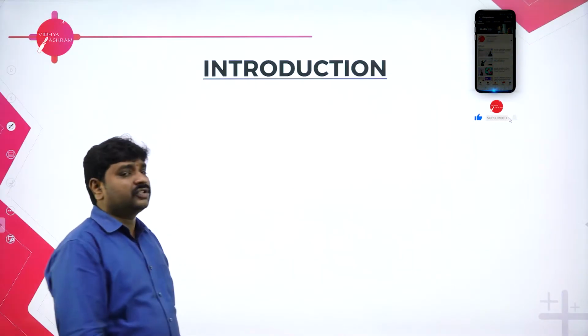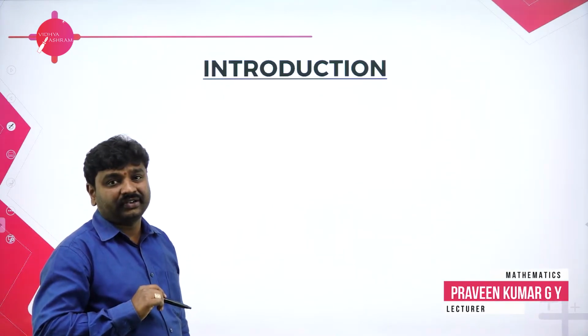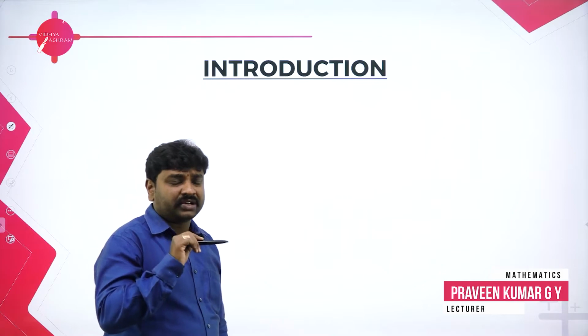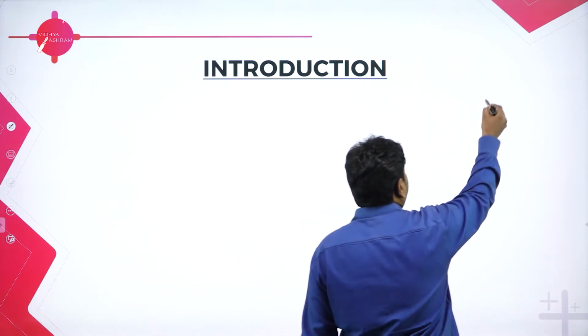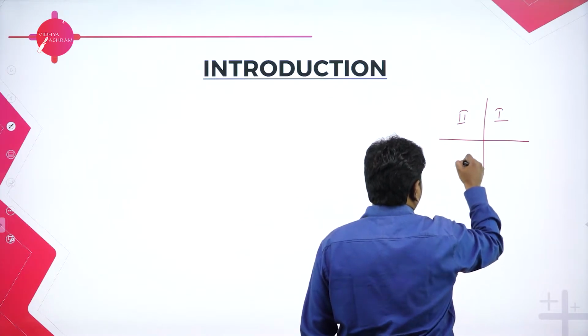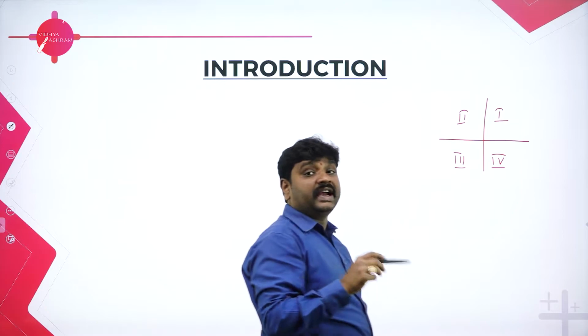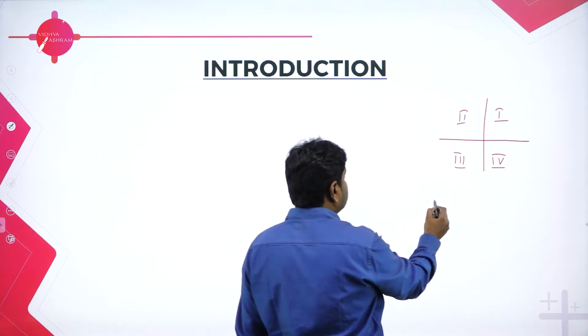Today I'll be starting with a new chapter, that is Introduction to Three-Dimensional Geometry. See, dear students, space is divided into 8 octants. So now you know in 2 dimension we'll divide the plane into 4 quadrants. All of you know this. First quadrant, second quadrant, third quadrant, fourth quadrant. But now we divide space into 8 octants using 3 axes.